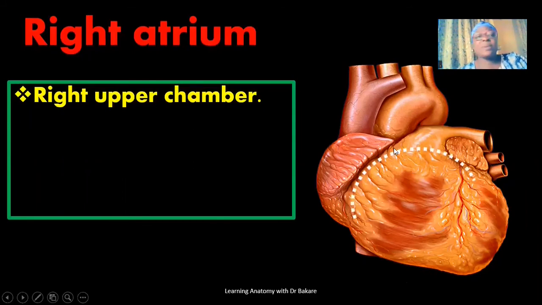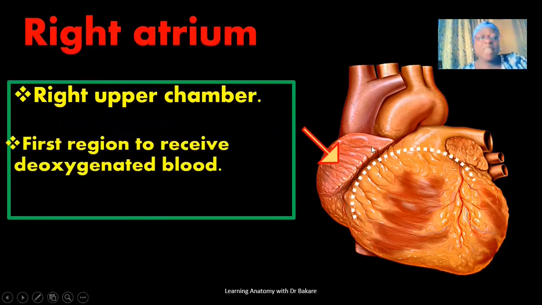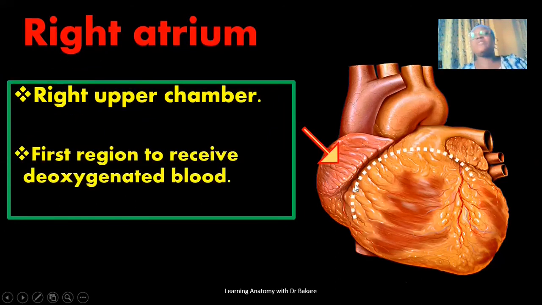The upper chamber of the heart is made up of two atria, which are the right and the left atria, while the lower chamber is made up of two ventricles, which are the right and the left ventricle. For the upper chamber of the heart, the right upper part is where we have the right atrium. Just as the name implies, this region is the first region that receives deoxygenated blood. So the first region of the heart where deoxygenated blood is pumped into is the right atrium.